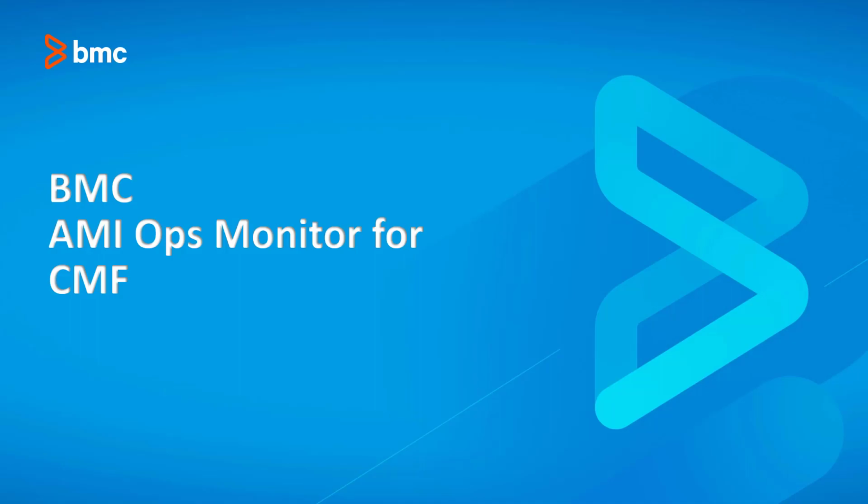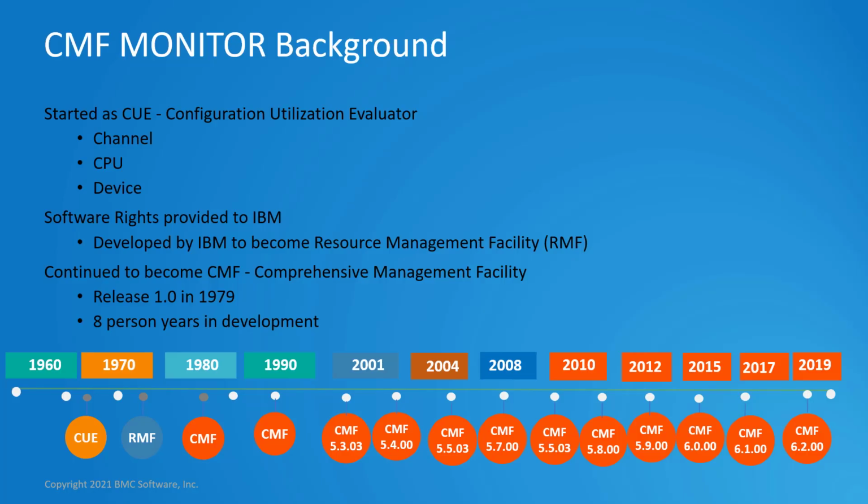BMC AMI Ops Monitor for CMF. CMF has been around for quite some time, originally called the Configuration Utilization Evaluator. Also, those software rights were provided to IBM, and IBM developed RMF, and then we continued to use the product as CMF, the Comprehensive Management Facility. It was released in 1979. As you can see, we've had a long history of CMF releases, keeping up to date with IBM.